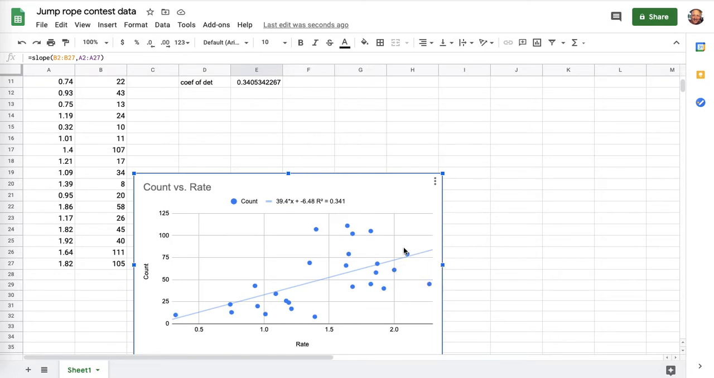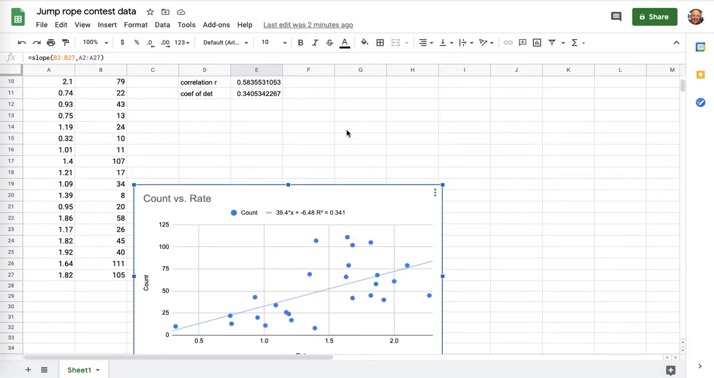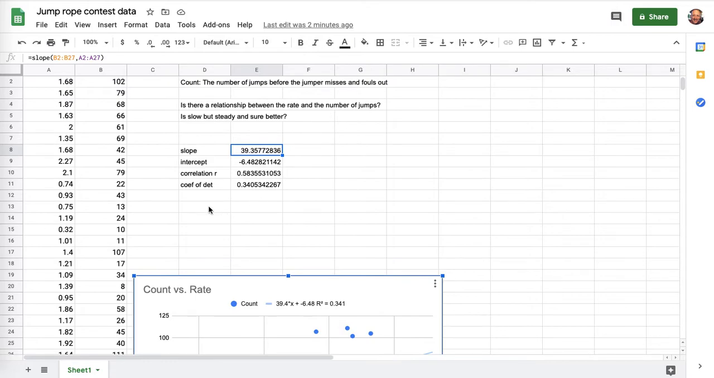But barring some sort of nonlinear relationship, which is beyond the scope of the course, this, as a first approximation, the linear regression suggests that the faster you jump, the more jumps you're likely to make. Does almost look like there might be a couple populations, one down here and another one up here. But now I can write up my findings.